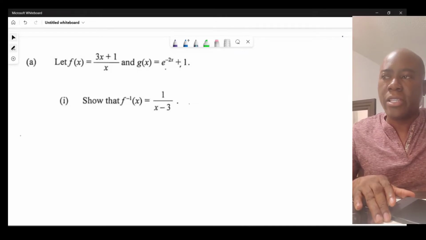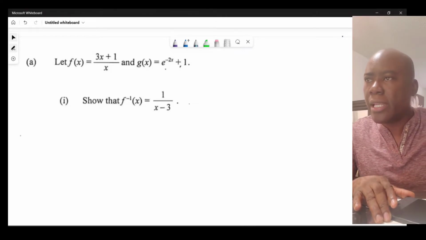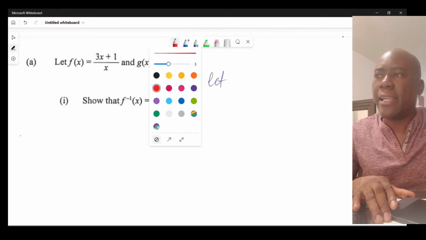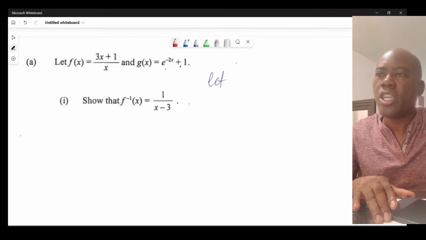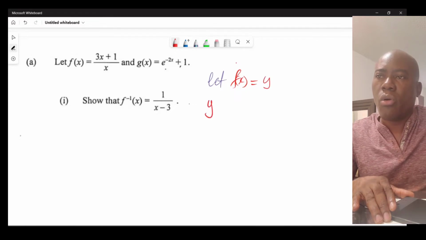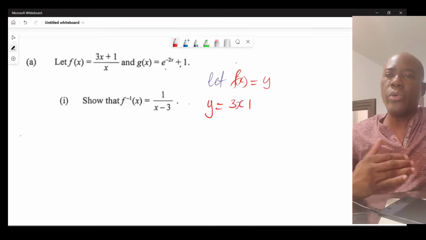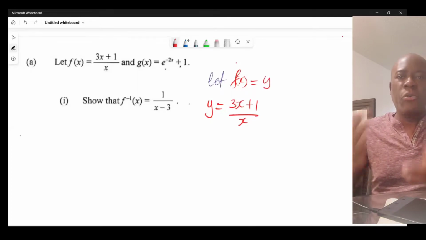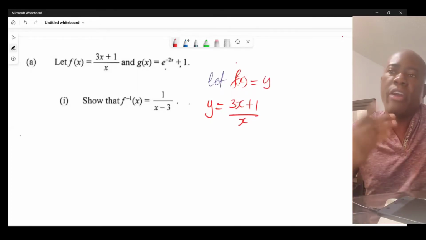The concept of the inverse: let f(x) equal y. So now I'm going to rewrite: y is equal to (3x + 1)/x. When we're doing the inverse of a function, we simply switch x and y. Wherever x is, I'm going to put y, and wherever y is, I'm going to put x.